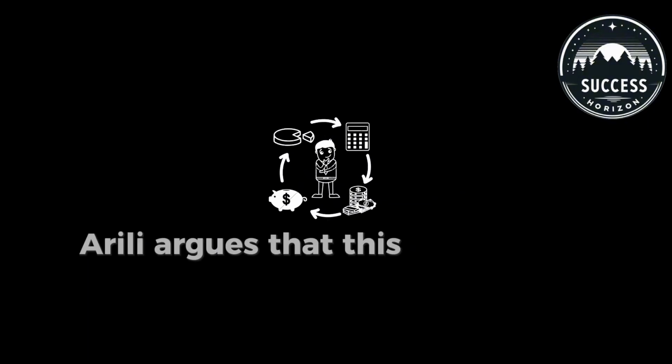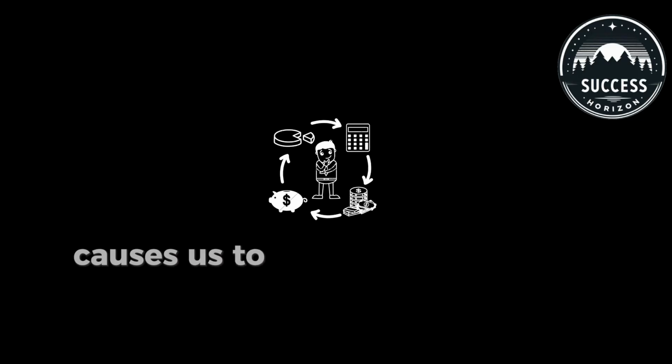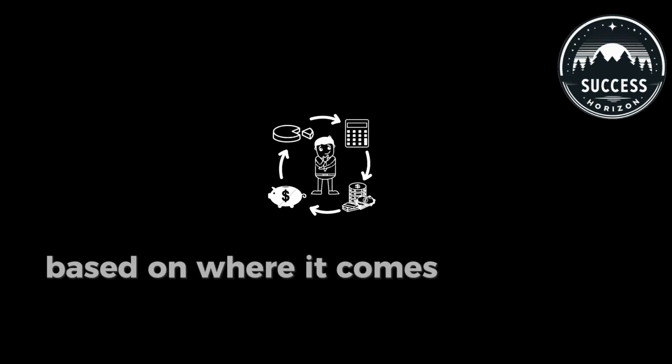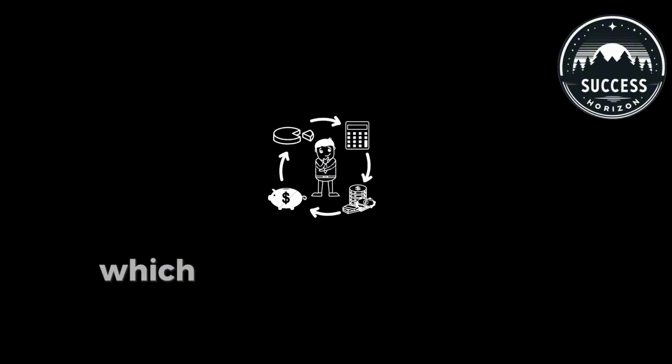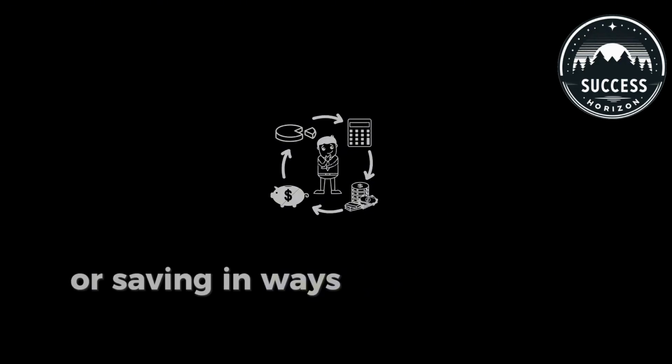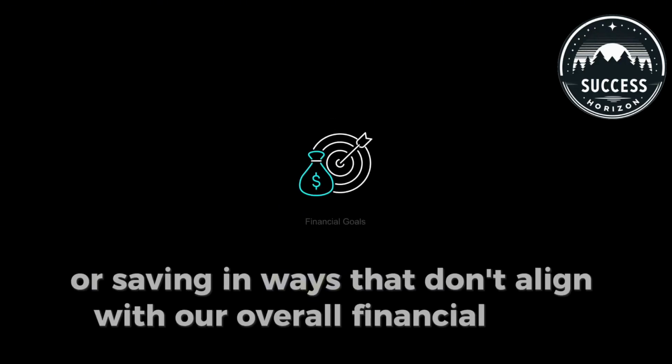The authors argue that this mental separation causes us to treat money differently based on where it comes from or how it's labeled, which can lead to spending or saving in ways that don't align with our overall financial goals.